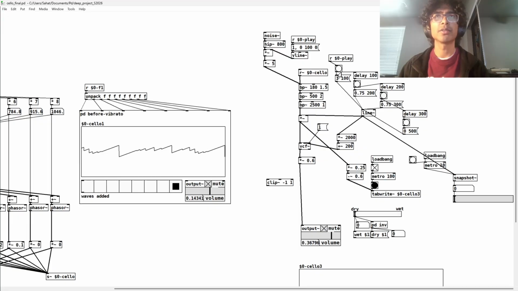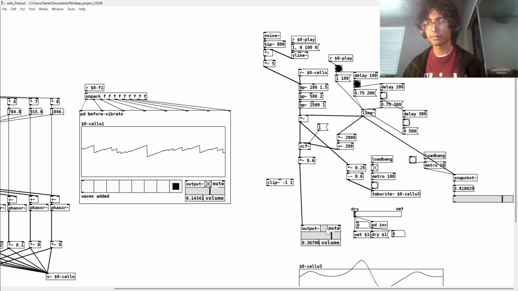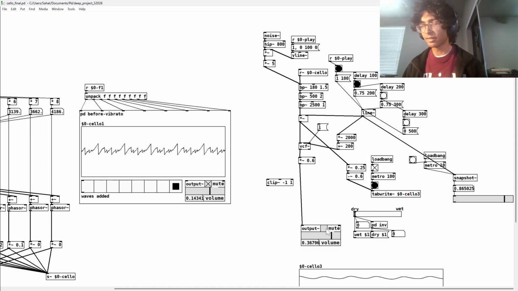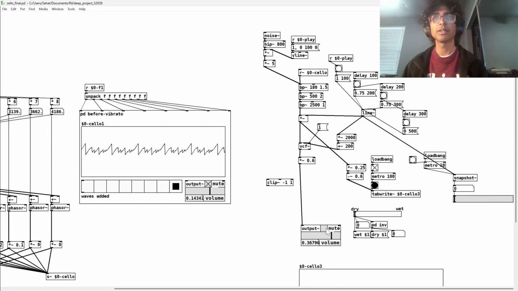Then it is sent over here. This bit right here is a little bit of noise that I add right at the beginning of each note. This is supposed to emulate the crunch of the bow on the cello. Here, perhaps you can hear it. It's a little bit subtle. You might have heard it right at the beginning of each note.